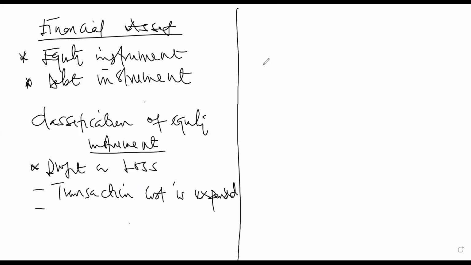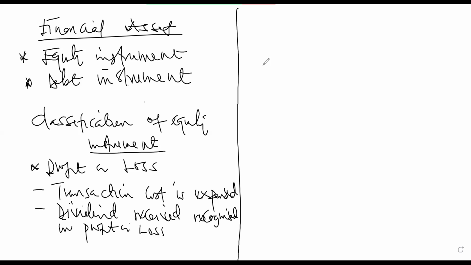The company can pay you dividends. Dividend received is recognized in profit or loss. Discounts received should also be recognized in profit or loss. Every transaction cost should be in profit or loss. And at the end of the year, you fair value the instrument.